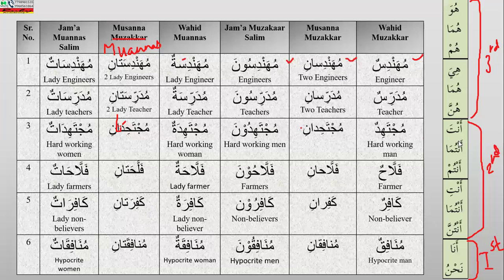Yes. Use for second person again. Anta falahun, antuma falahani, antum falahuna, anti falahatun, antuma falahatani. It is not hatun. Falahatun. Antunna falahatun. Yes. Ana.